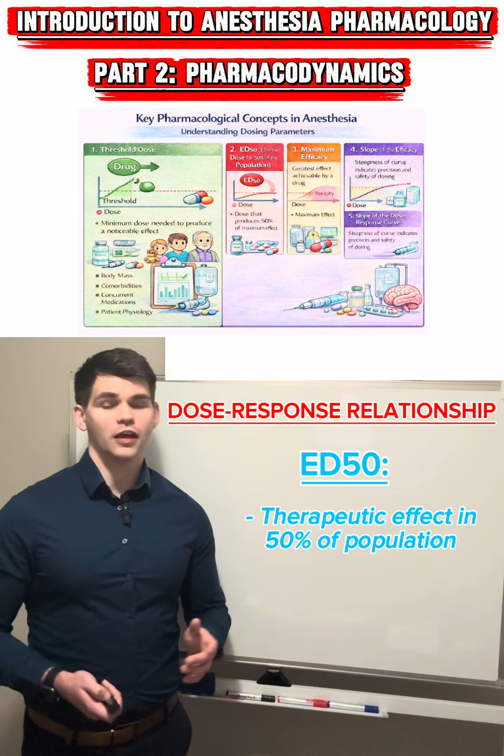And then there is the slope of the dose-response curve. The slope is how sharply effect changes with dose. If the slope is steep, then a small increase in dose can create a large increase in effect. That is very important in anesthesia because some drugs require very careful titration.